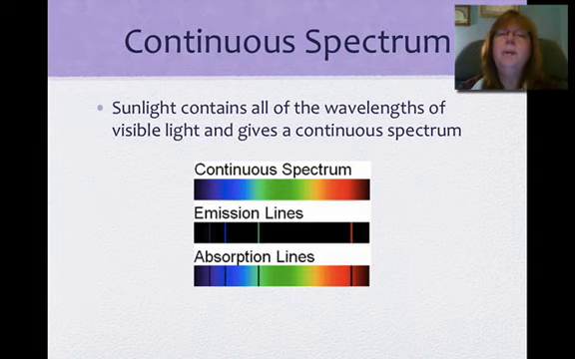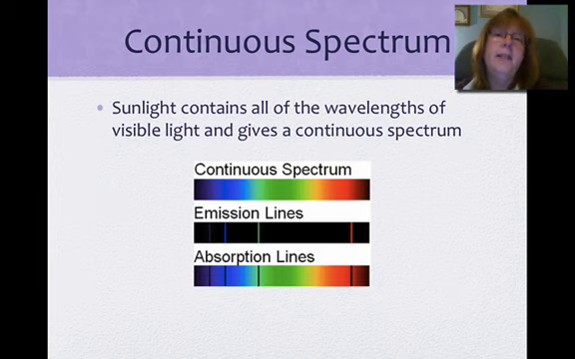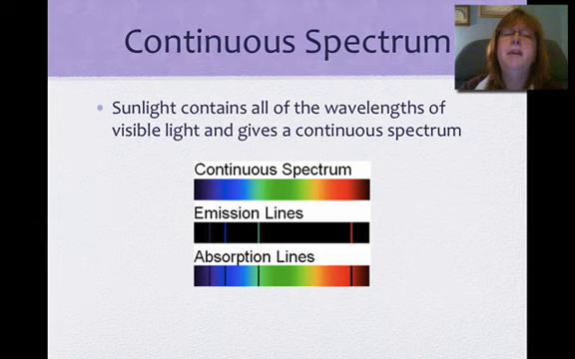And this is important because later on we're going to look at something that's not a continuous spectrum, but it's called a line spectrum. And you can see that below this continuous spectrum where you just see lines of certain colors. That's called a line spectrum.